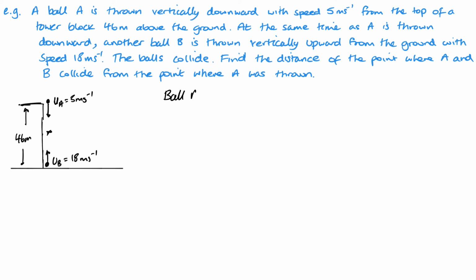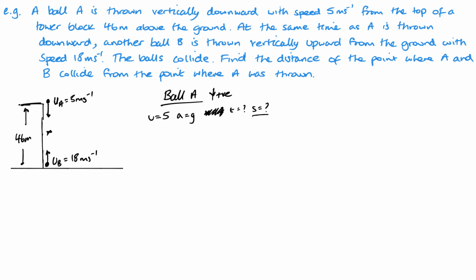So let's look at ball A. We'll take downwards as the positive. So we know that u is 5. Acceleration is gravity, going in the same direction. v we don't know, t we obviously don't know, and s we don't know. Now, we're not worried about v, the velocity when they hit each other.